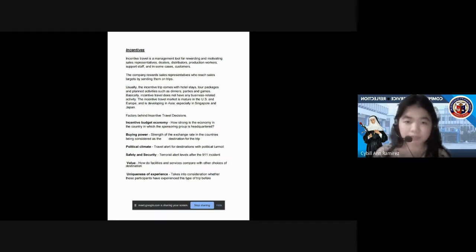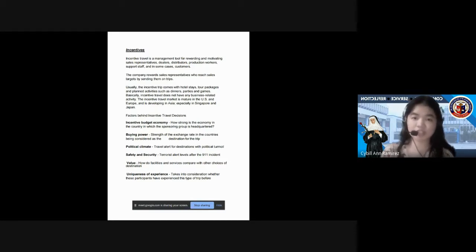Next is buying power. Strength of the exchange rate in the countries being considered as a destination for the trip. Let's just say if the company is really not earning that much, pero ang destination kung asa nila i-offer ang trip is sa Philippines naman. So ang exchange is cheaper ra, so okay ra kaayo. But if your company is not really earning that much money and ang destination is, of course, a paid expense trip to, let's say, Venice or the UK, maglisod po ang company, because the exchange rate is really quite expensive, ang euro compared to dollars, diba?